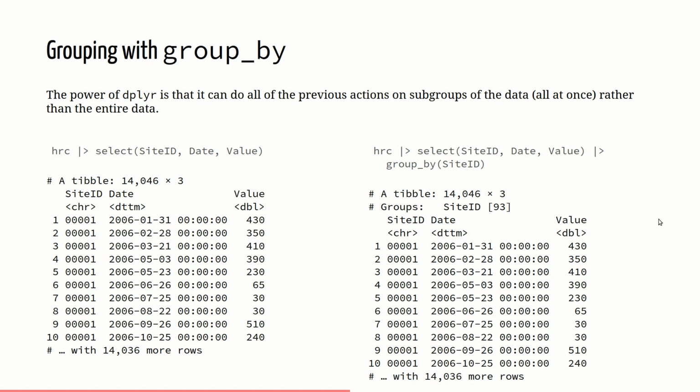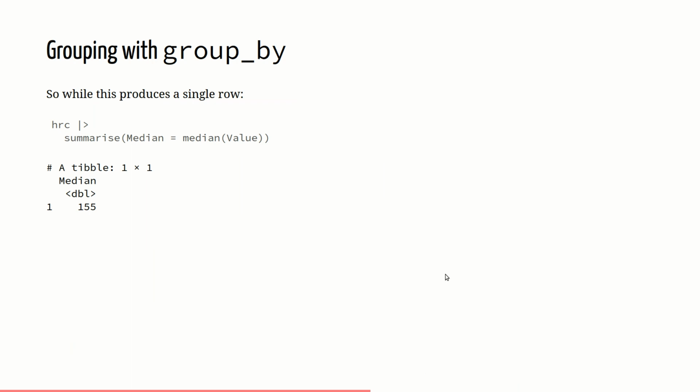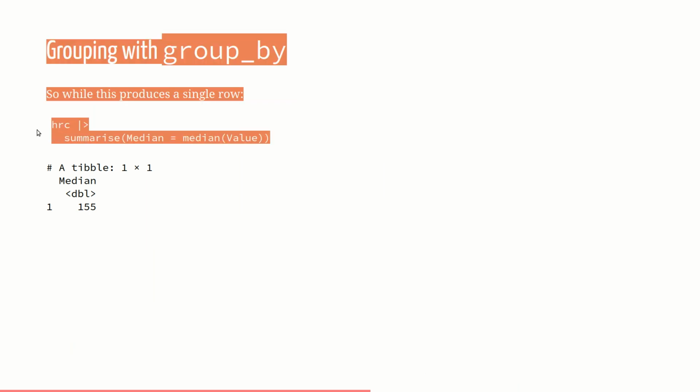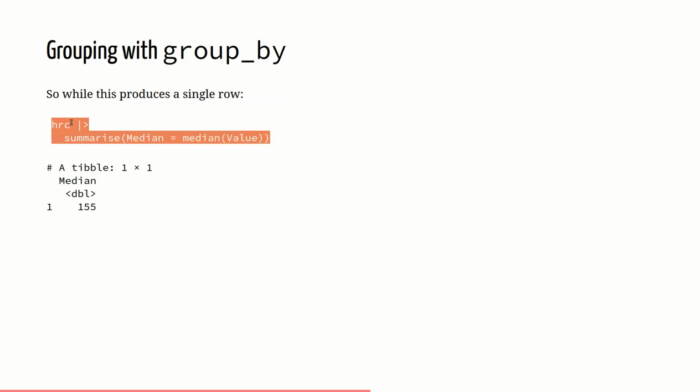Okay, so nothing special's been done here other than tag the data frame with a grouping variable. So the magic happens when you then try and do something with this grouped data frame, because instead of doing it across all the rows at once, it will do it across the rows within each group. So while this line here produces a single row, take the HRC data and summarize to compute the median. Right, so that's done across all of the rows in the data set.